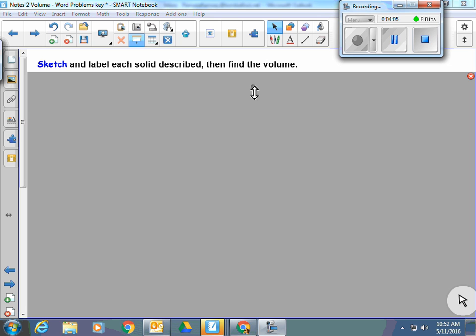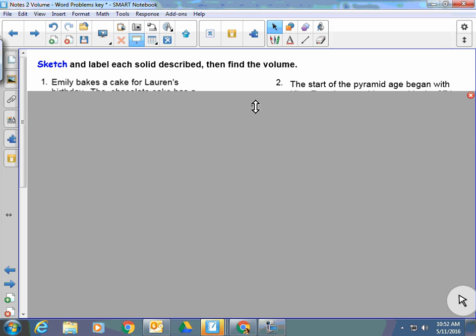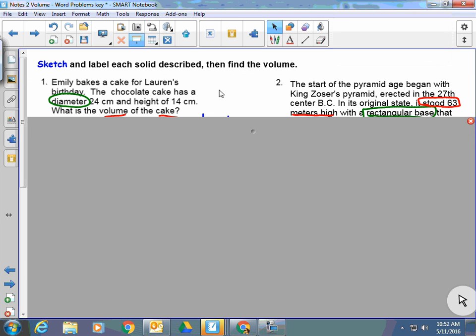All right, so these next two, they didn't give you a picture. Well, how do you know what this first picture looks like? What's the key that told you?